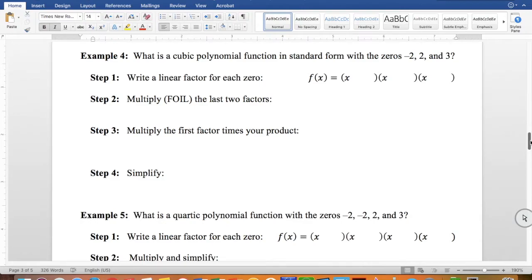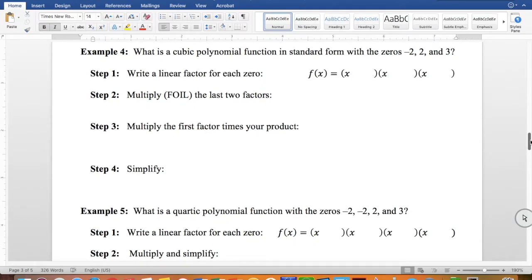Starting with example 4. What is a cubic polynomial function in standard form with the zeros -2, 2, and 3? So we're going to write a linear factor for each zero. Now, what we learned in the previous examples, when we were going the opposite, we were given the factors like this, and we found the zeros.